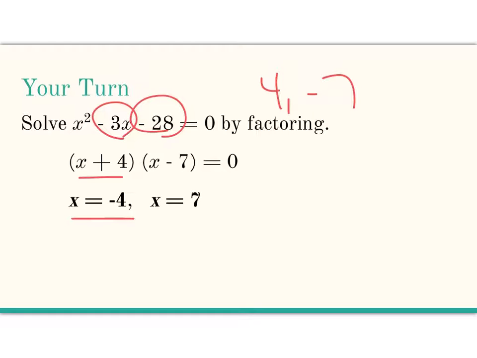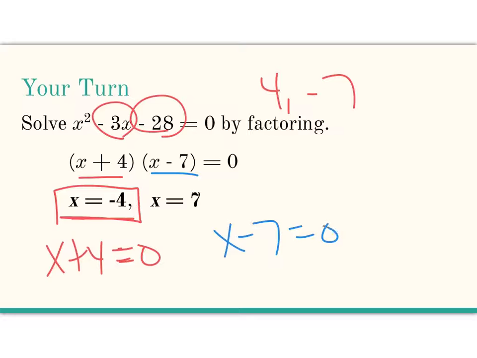When we set that equal to 0, when we say x plus 4 equals 0, that will give us x equals negative 4 as a solution. Take the other factor, x minus 7, set that equal to 0. That will give us an answer of x equals 7.